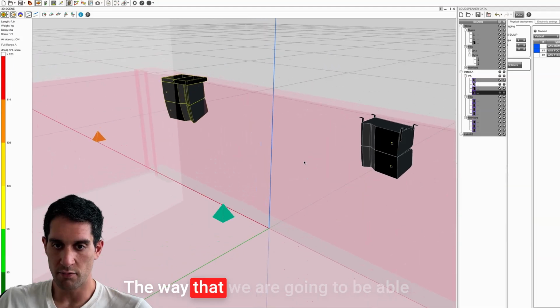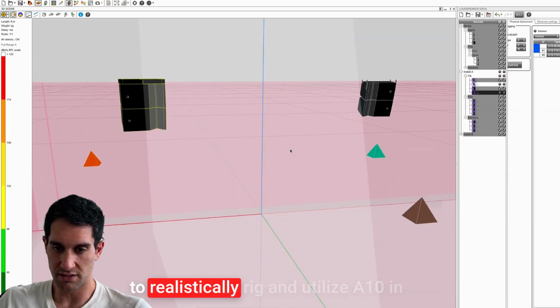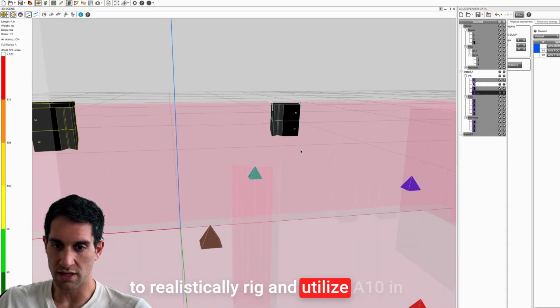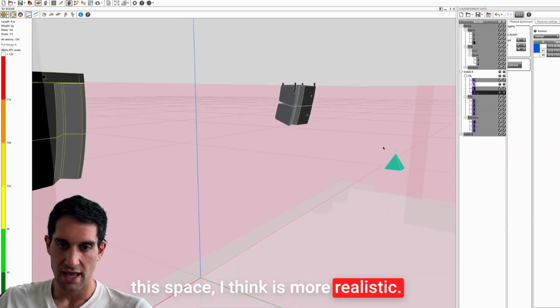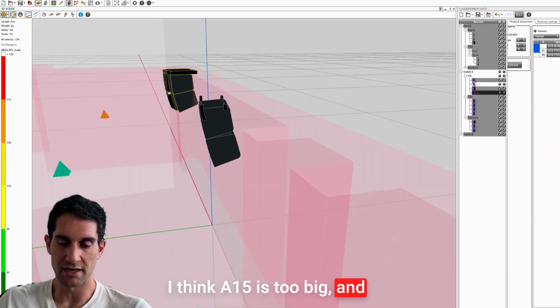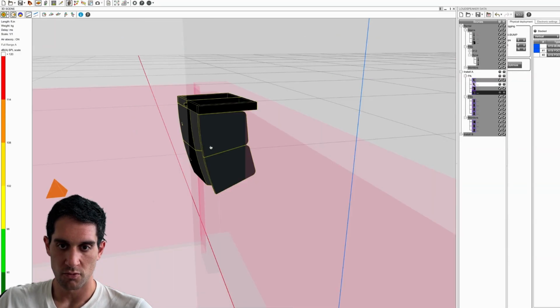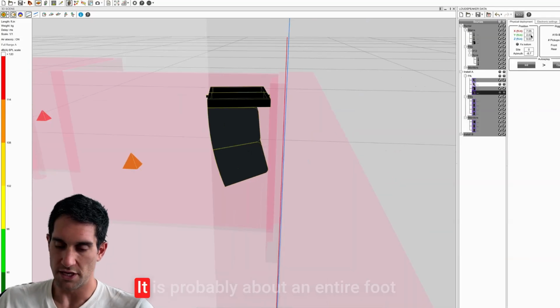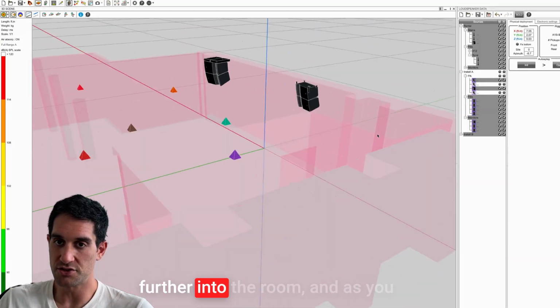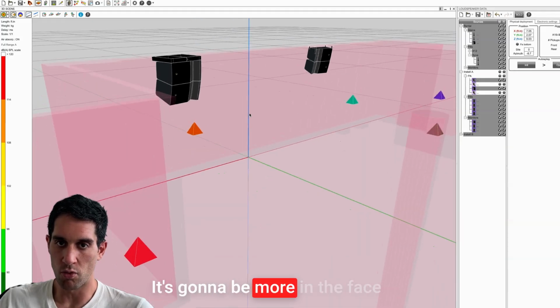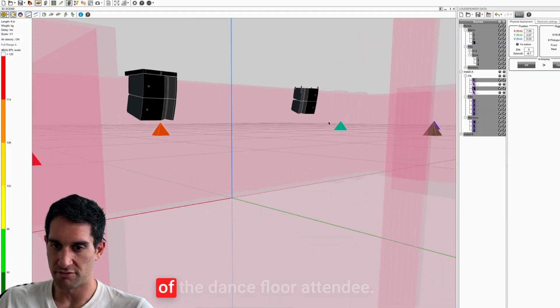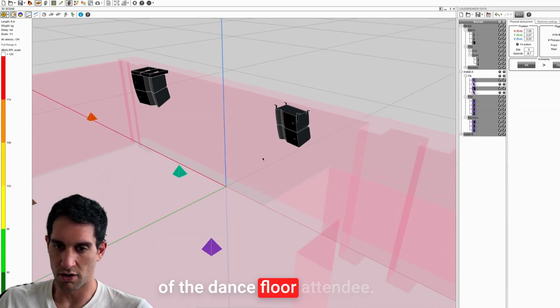The way that we are going to be able to realistically rig and utilize A10 in this space, I think is more realistic. I think A15 is too big. And in fact, you can see here, it's in the wall. It's probably about an entire foot further into the room. And as you can see, it's going to hang lower. It's going to be more in the face of the dance floor attendee.